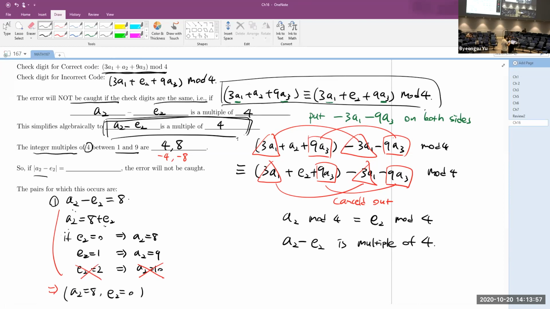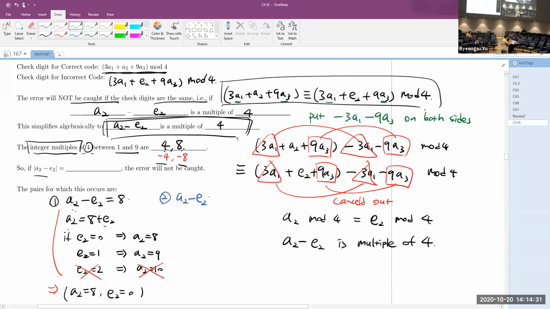But instead of just drawing a table for each of the cases, we know that the integer multiples of 4 are 4 and 8, right? And also negative 4 and negative 8, because we can have the negative cases. So from now, I just choose each case. What I want to do is figure out when 8, 4, or negative 8 or negative 4 occurs, right?